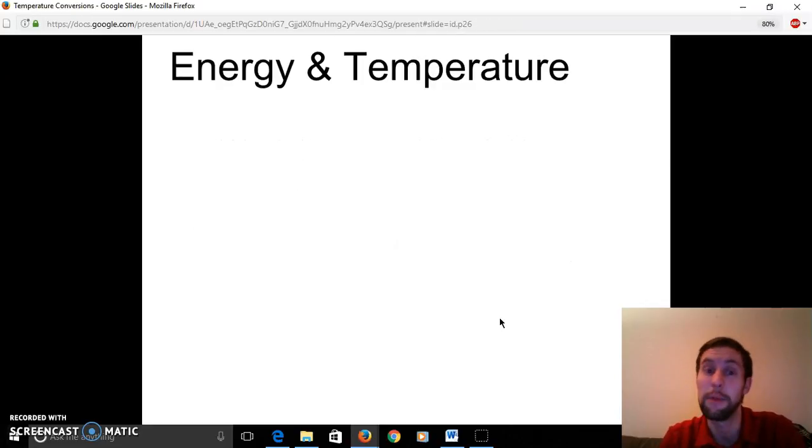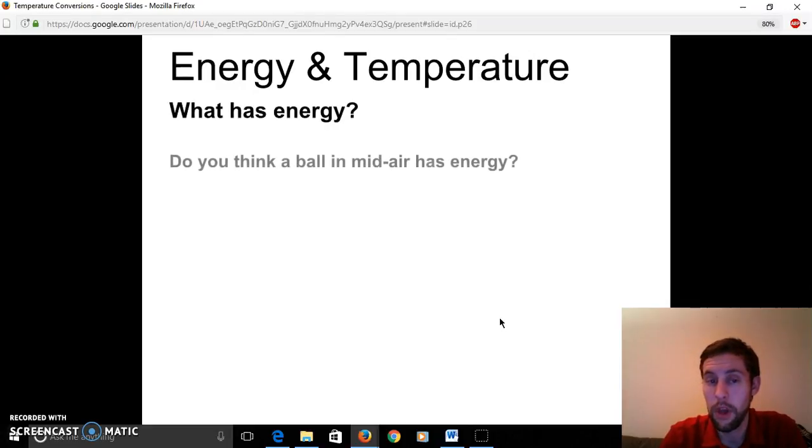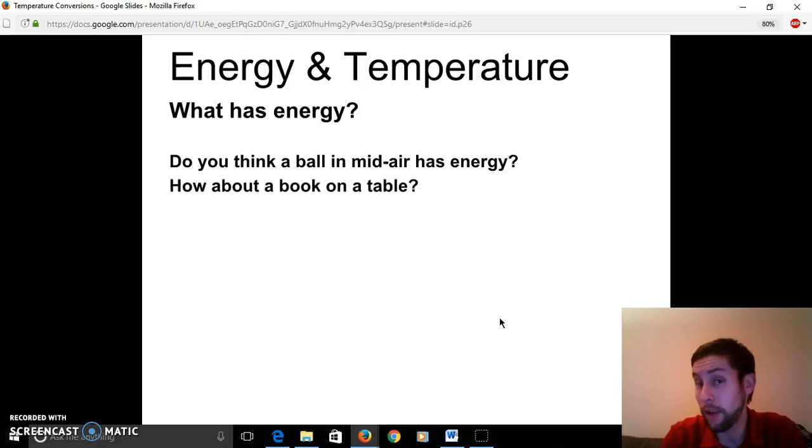Alright, so energy and temperature. Which of these have energy is the question. Do you think a ball in midair has energy? Do you think a book on the table has energy? And what about a book on the floor? Take a minute, think it over. Either out loud or on paper, write down what do you think. Which of these three have energy, and if so, what types?